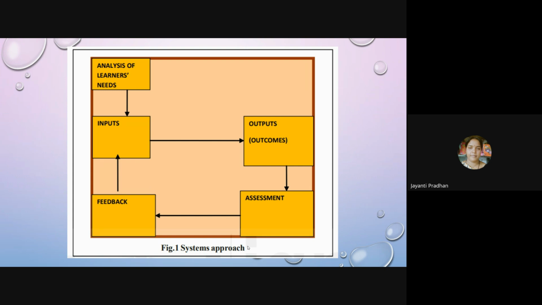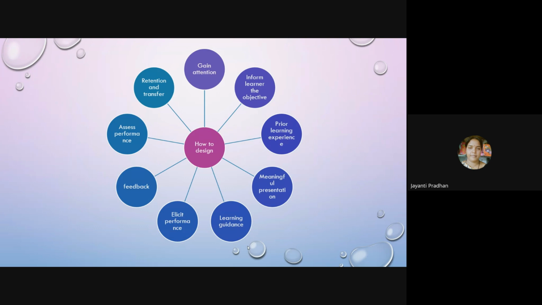So yes, the first thing is to gain attention. First, how to design: in that, the first aspect is gain attention, means how to gain the attention of the learner. And it is because if it is need based and interest based, definitely it will draw their attention. You all have taken this educational technology as your course paper, isn't it?